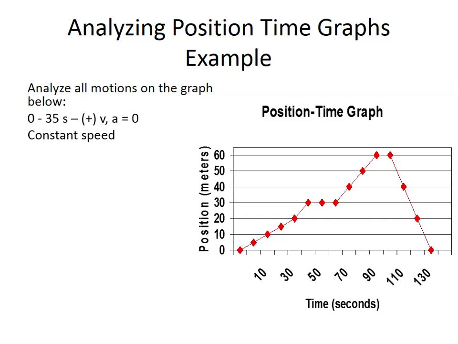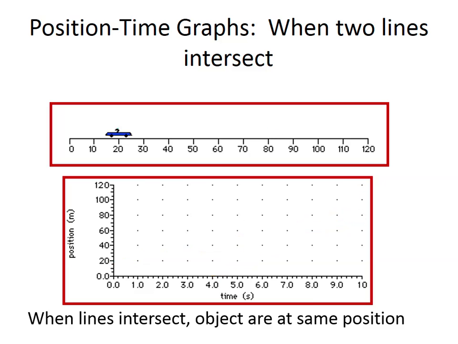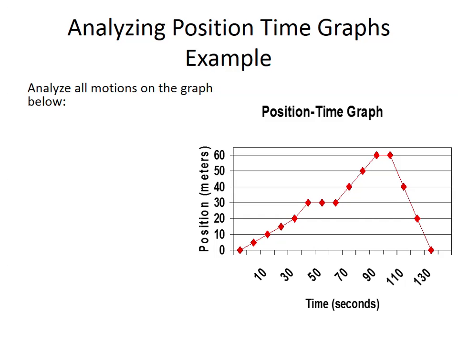Okay. All right, so if we analyze this particular graph, and then we're going to do one more, a slightly more difficult one. Sorry, I want to go back to something. You can see there, when lines intersect, objects are in the same position. All right, so let's analyze this particular graph. What we'd have to do here is describe every single section of this graph whenever the line changes. If you look at it, it's a position time graph.